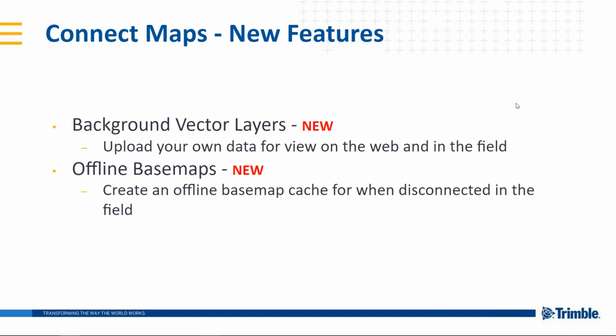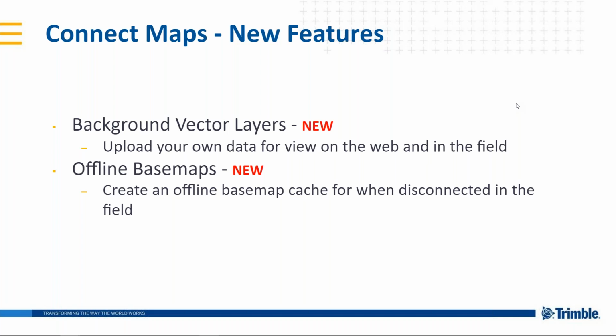What I want to do is step through some of these new features. I'm going to do a live demo as best I can here. Up first are some updates to the Connect Maps functionality as it relates to background maps. We've added the ability to upload your own vector layers. That's actually been a feature in Connect Maps for a while now, but now all of those vector layers that you've uploaded and visualized on the web are now available to the field user to add additional context to the field data collection workflow that they're in.